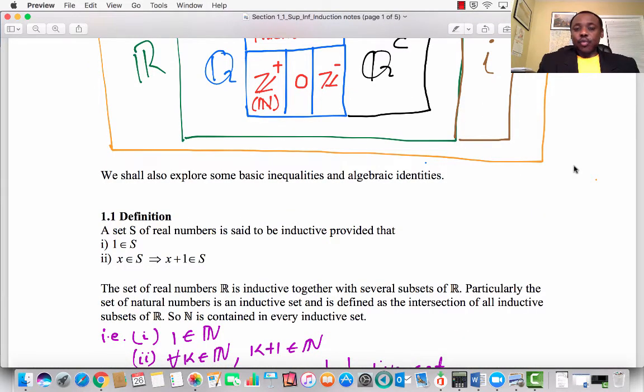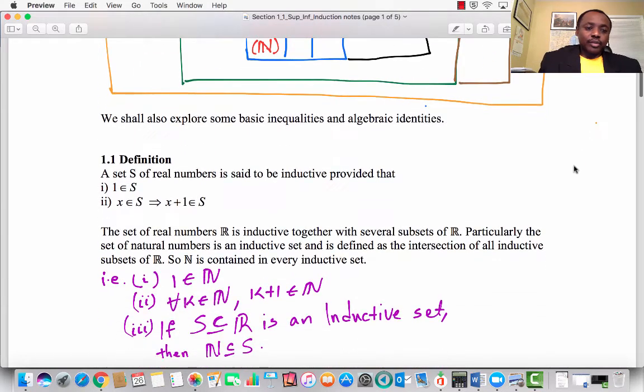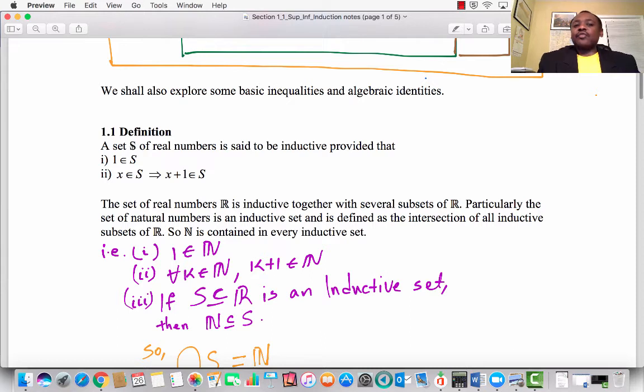Now let's get to section 1.1 that deals with supremum, infimum, mathematical induction, and completeness axiom. Definition 1.1. A set S of real numbers is said to be inductive, provided that, number 1, 1 is an element in S, and 2, whenever x is in S, x plus 1 is in S. If a set fulfills these characteristics, we say that S is an inductive set.